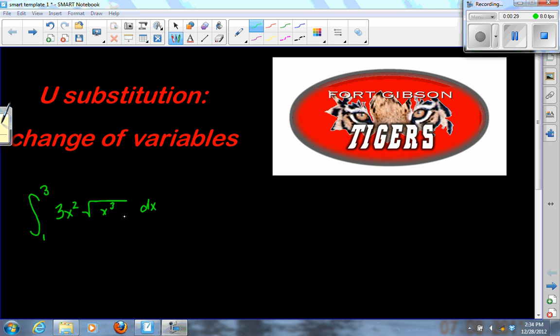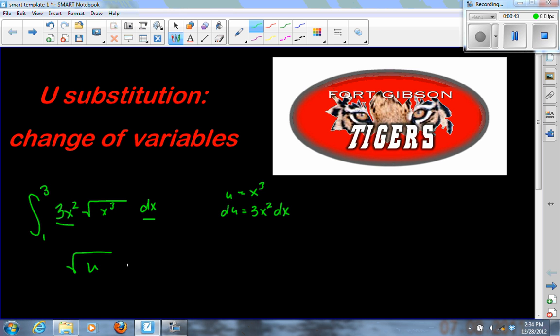So here's an example of a function that I'm clearly going to need U substitution on, and the U substitution is going to be pretty easy because U would be the peanut, and the derivative of the U is 3x squared dx, which is exactly what I have out here. So this would turn into the square root of U du. Now the problem is you can't put a 1 to 3 here because x goes from 1 to 3, not U.